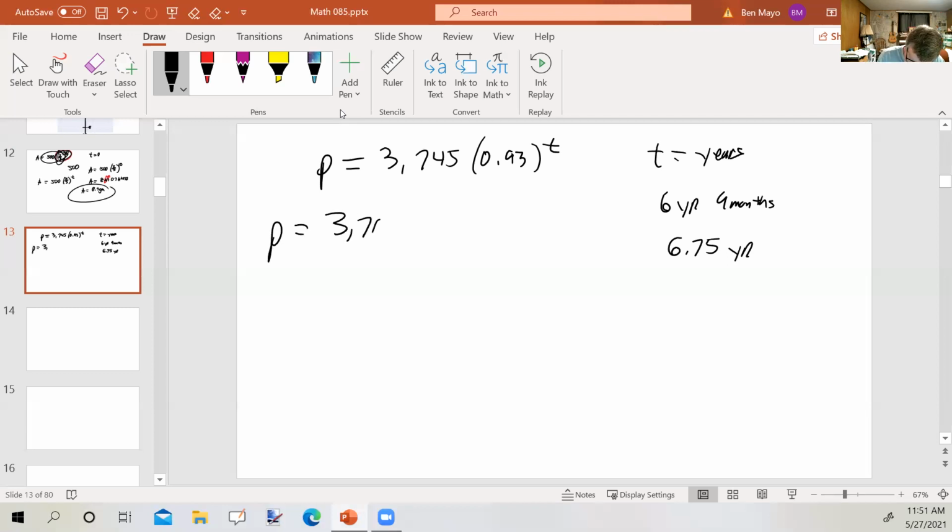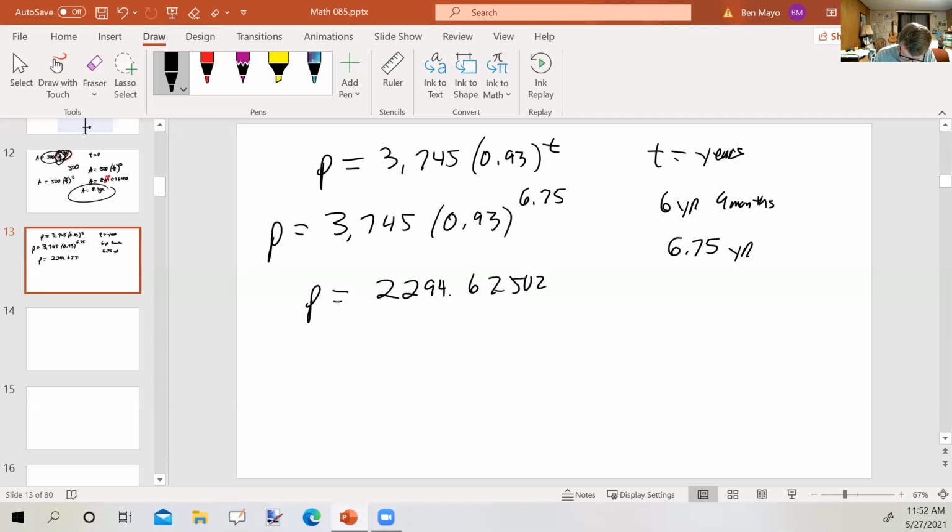So P equals 3745. Once again, I write too fast and it gets too sloppy. 3745 times 0.93 to the 6.75 power. 3745 parentheses 0.93 close parentheses raised to the 6.75 power. And we get 2294.62502. Rounding to the nearest person, let's see, that would round up. So the population would be 2,295. Okay.